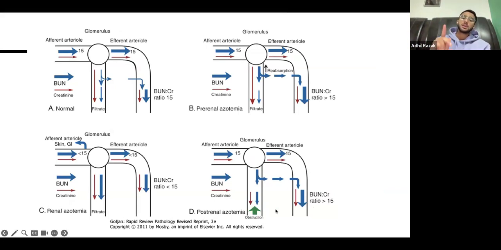But there is a catch to this. If the obstruction persists, the tubules which are under more pressure can get damaged. And when they do get damaged, the BUN creatinine ratio goes the other way around, because with damage to the tubules there is less reabsorption and more loss. It becomes almost like renal azotemia. So over time, it could progress. That's pretty much a very short overview on this concept. Are we clear on that? Do you have any questions?